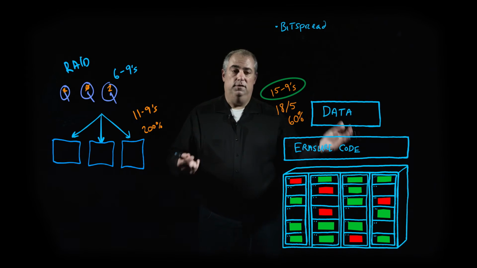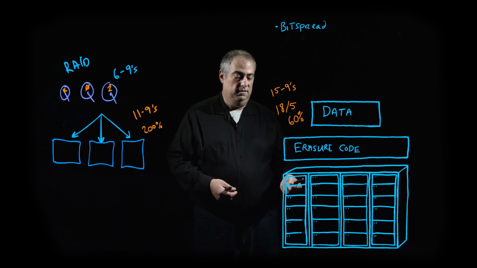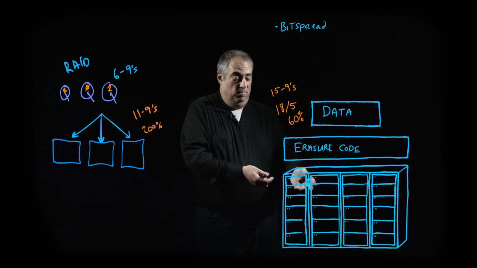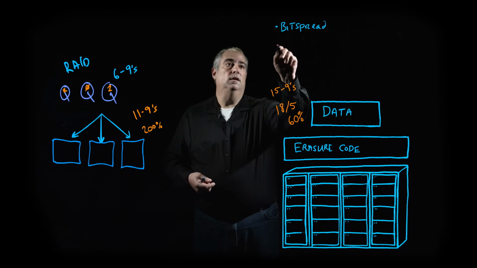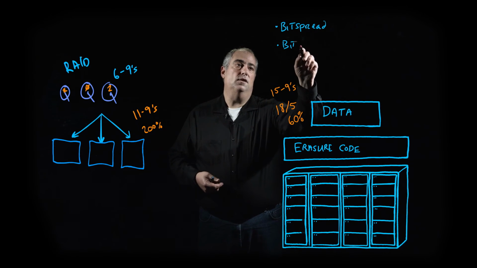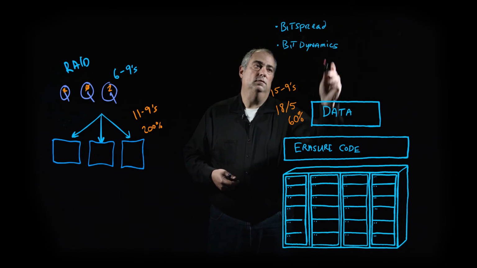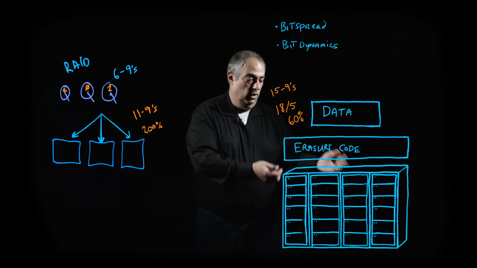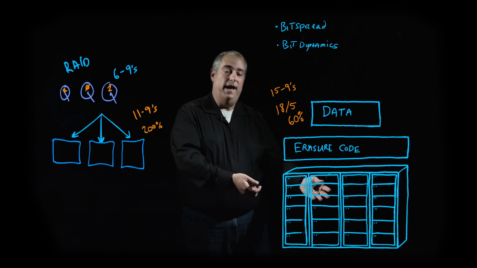But not only do you have to consider data durability, but also data consistency. Data consistency really refers to the idea that the data you read is equivalent to the data you wrote. And for that, we have a technology called Bitdynamics. Now Bitspread and erasure encoding really refer to the consistency and durability of the data as we write it to the system.